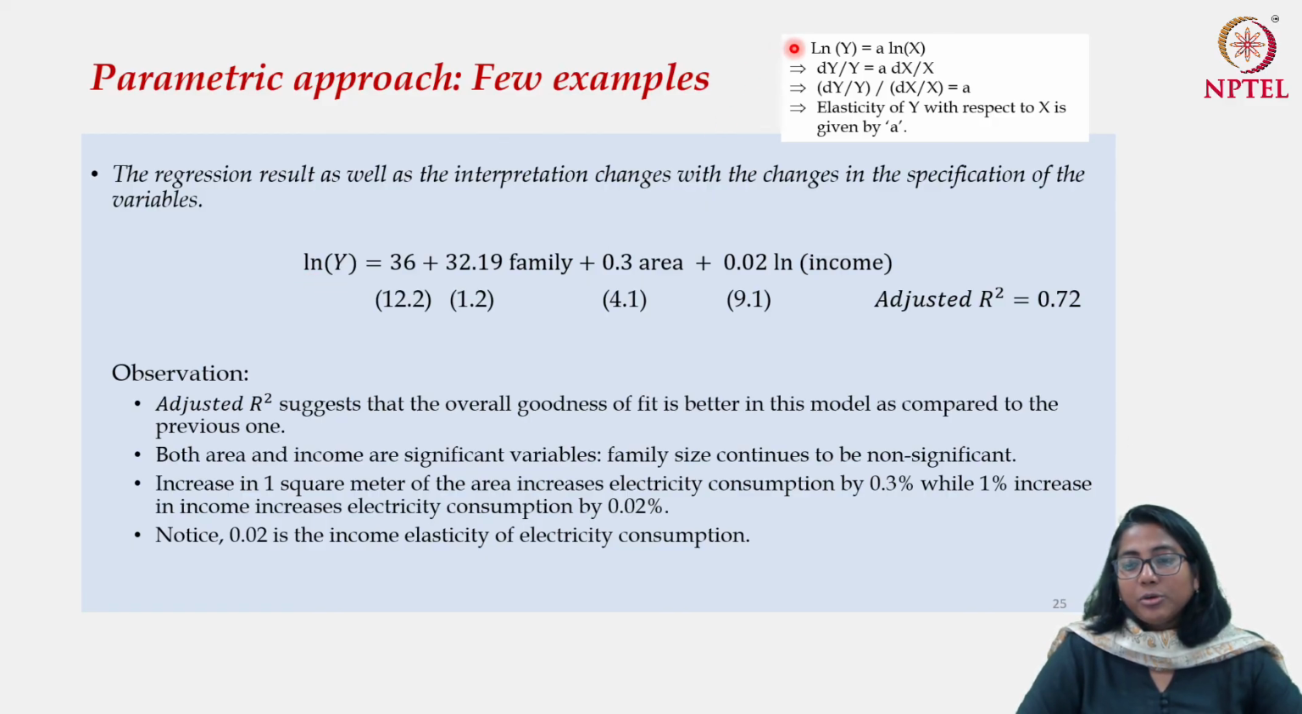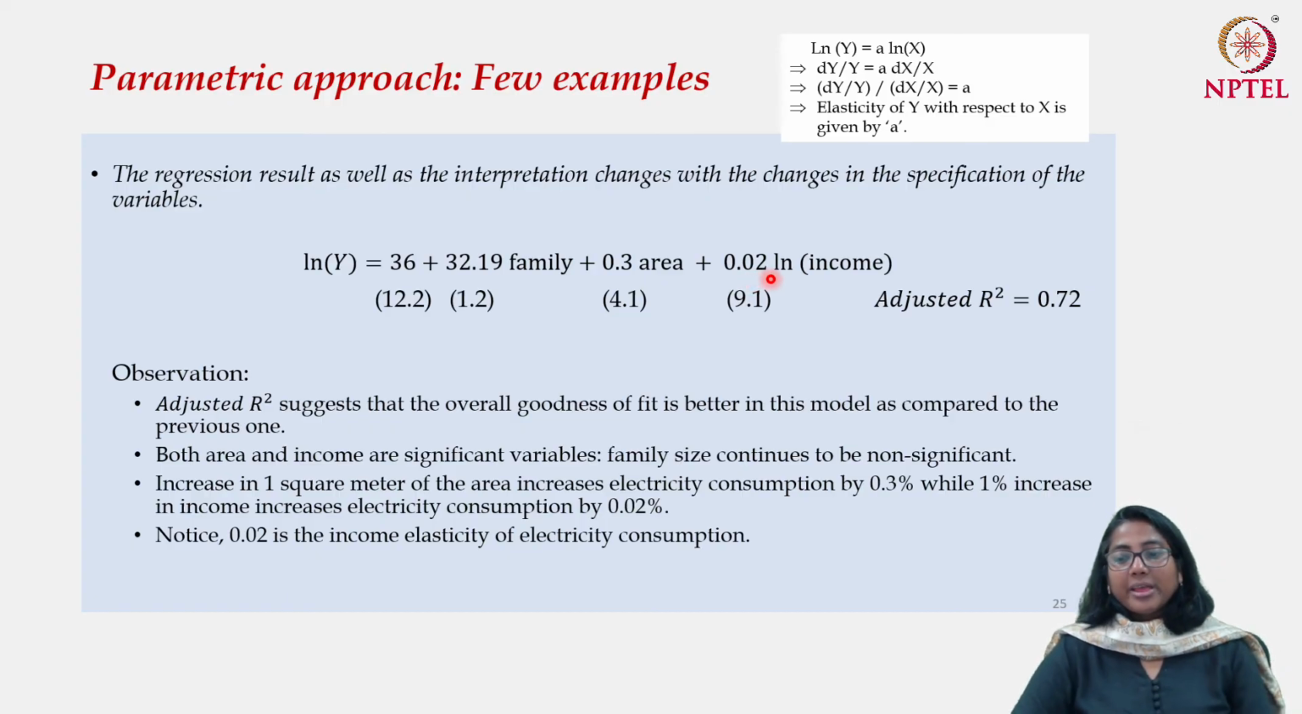Maybe we discuss this and then go back there. So now if we come to the log of income, the coefficient of log of income is 0.02. And the interpretation therefore is, if the income goes up by 1%, then the electricity consumption will also go up by 0.02%. So both the things are expressed in terms of percent.